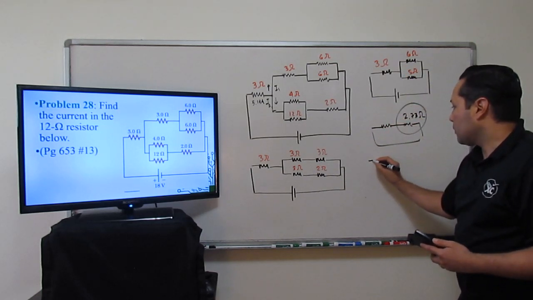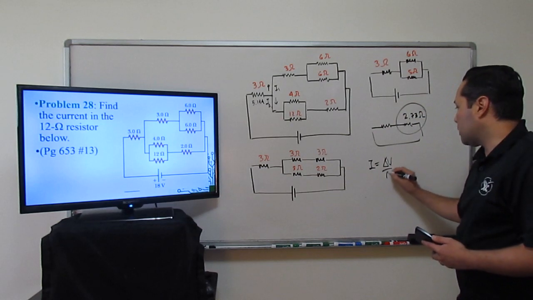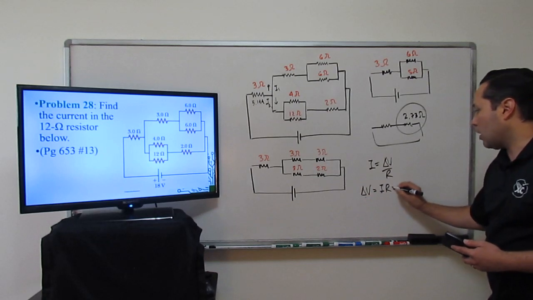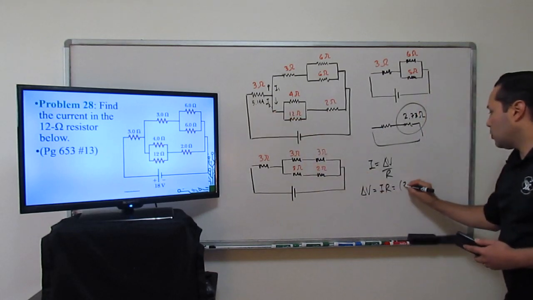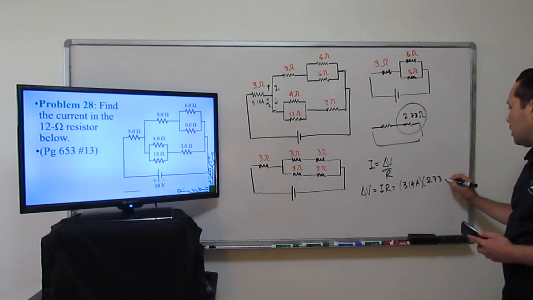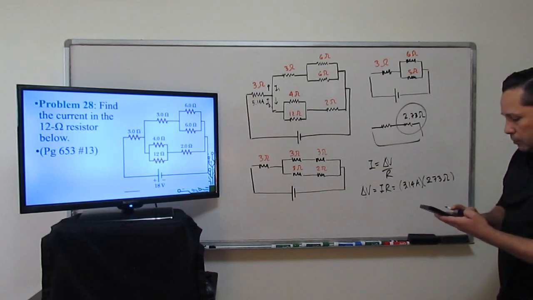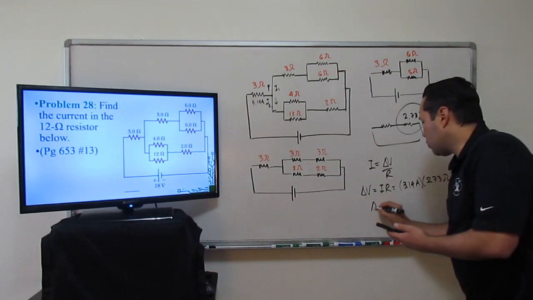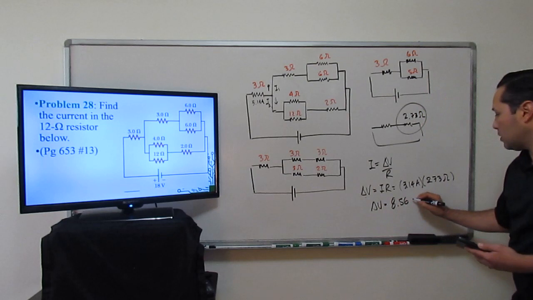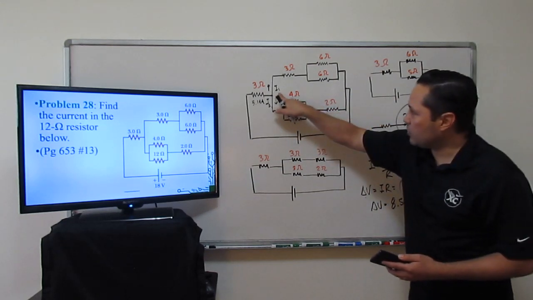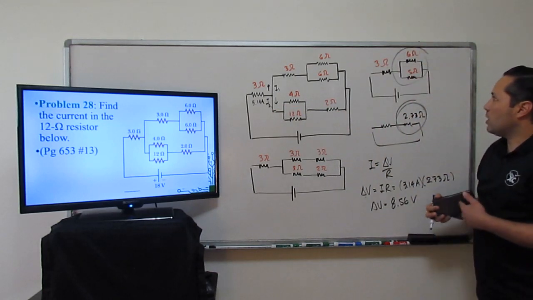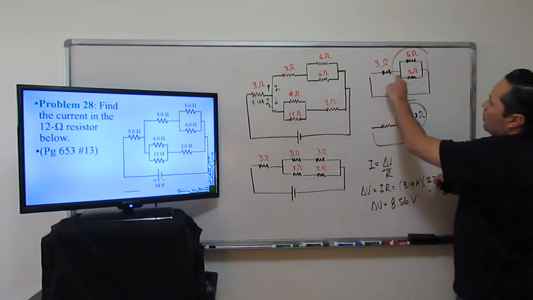Current is equal to potential difference over resistance, so we get the potential difference by multiplying I times R. The current was 3.14 amps, and we'll multiply it times the equivalent resistance of 2.73 ohms. So we end up with a potential difference at that part of the circuit of 8.56 volts. That's at this junction right here, which is that section there. Now we have that, again, it's going down.